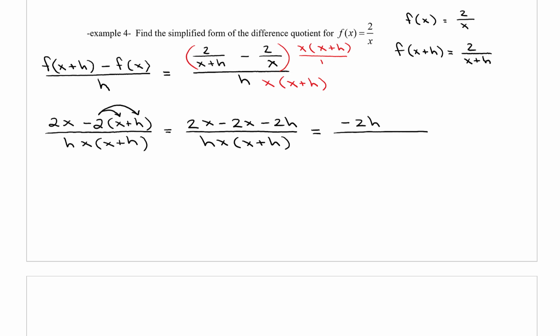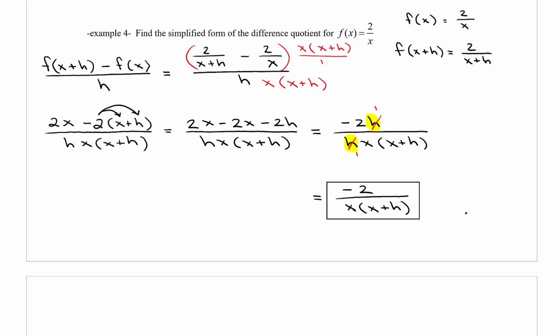And this is equal to negative 2h over hx times the quantity x plus h. I'm going to highlight the h's that I have in the numerator and denominator and cancel them out since they are a common factor. Draw a red line through them and write 1s since they divided out. This is going to be equal to negative 2 over x times the quantity x plus h, and that's going to be our final answer, and we're going to box that in.